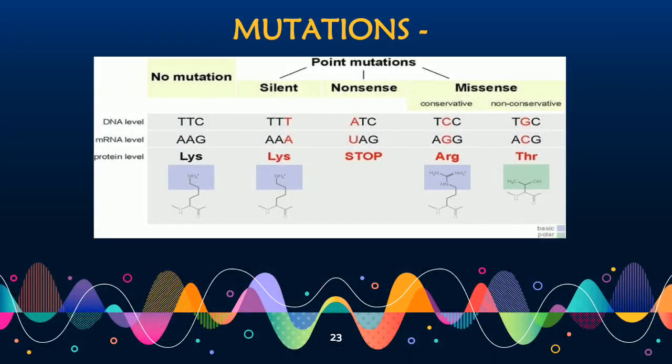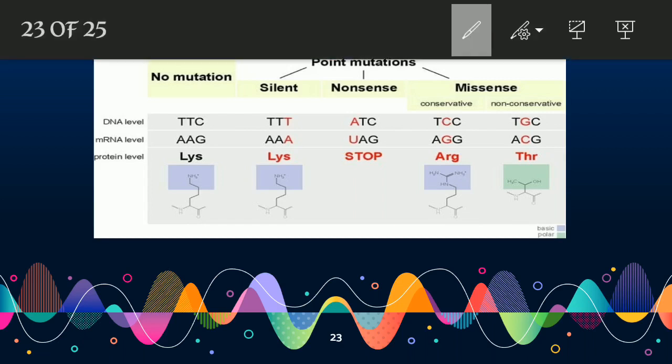Moving on to mutations, there are two types of mutations. The first one being point mutation. Under it, we have another three types: silent, nonsense, and missense. Let's look at the mRNA level. First, the silent. In this, there is a single nucleotide change, that is G to A. But the same amino acid is incorporated, that is, in both cases lysine is formed, thus the mutation goes unnoticed.